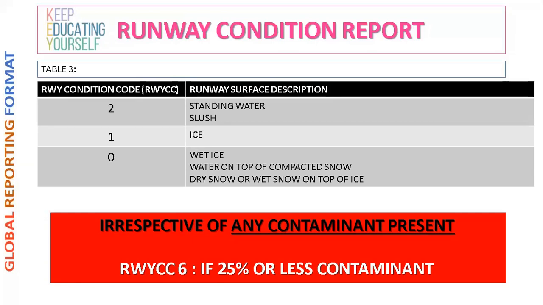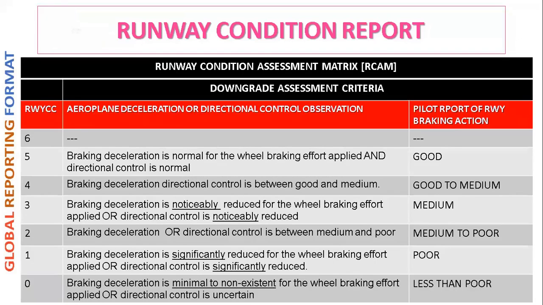Now there is one exception. Irrespective of any contaminant present, as I have told you previously, the percentage and the depth coverage is conditional. Now this condition is also there. We have to simply give runway condition code 6, even if wet ice is on the runway, but that contaminant, if it is 25% or less. If it is satisfying this condition, that the contaminant is 25% or less, we have to simply put runway condition code 6, even if it is wet ice.